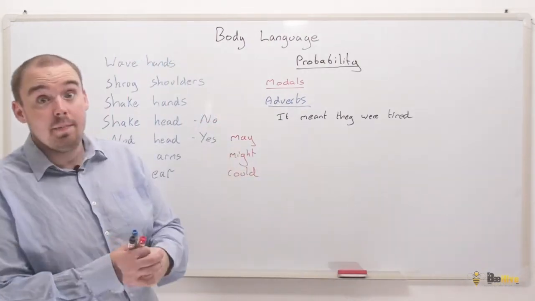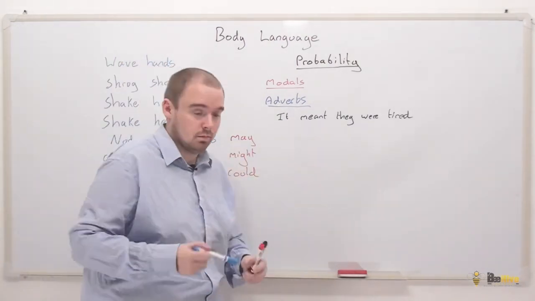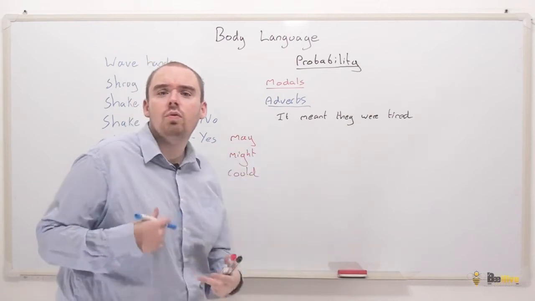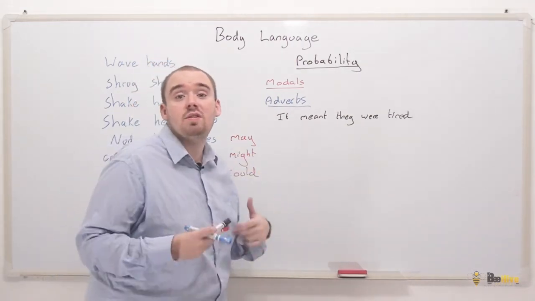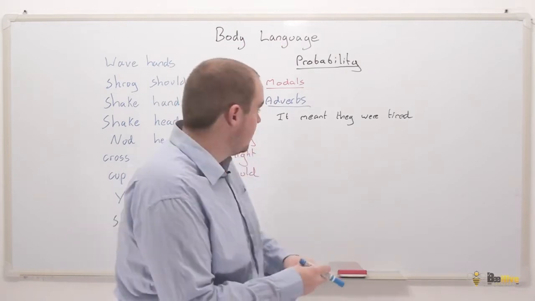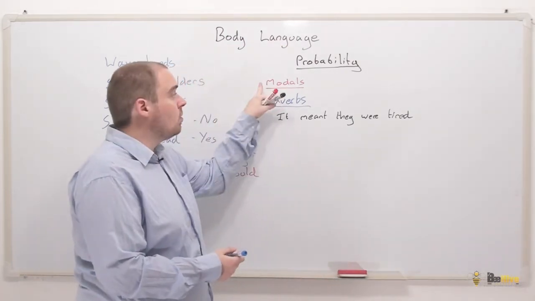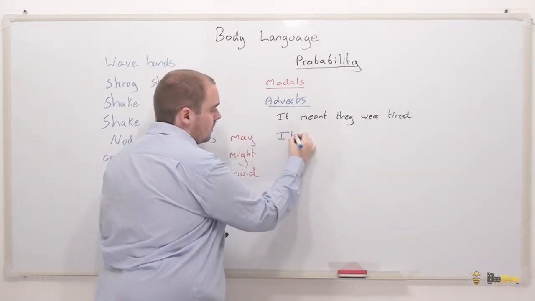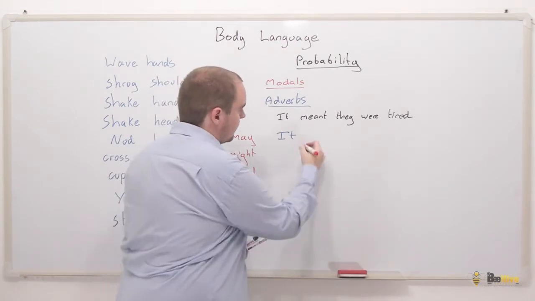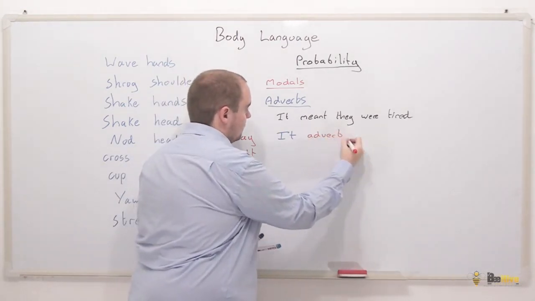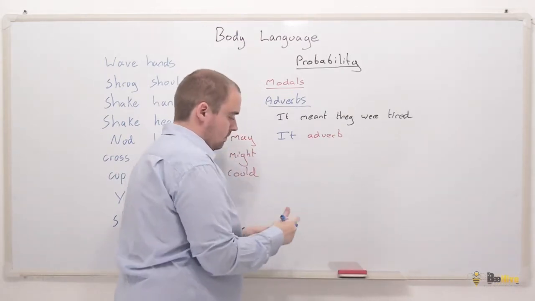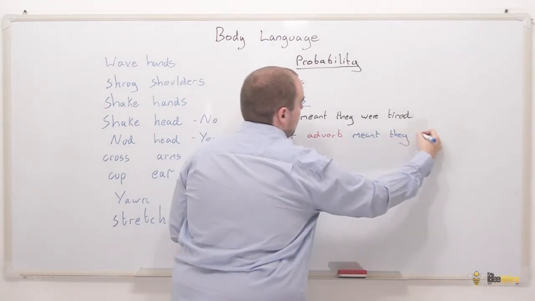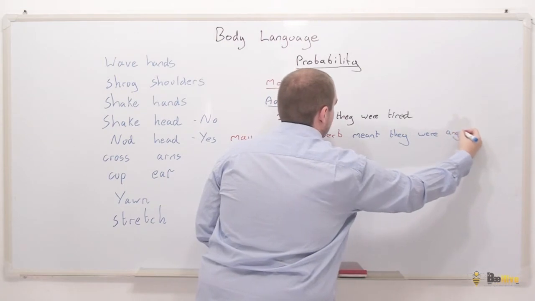This time is in the past tense. So it's meant, not means. But we want to add in a word to say we're not sure. So this time we don't use a modal, we use an adverb. So we say it, adverb, meant they were angry.